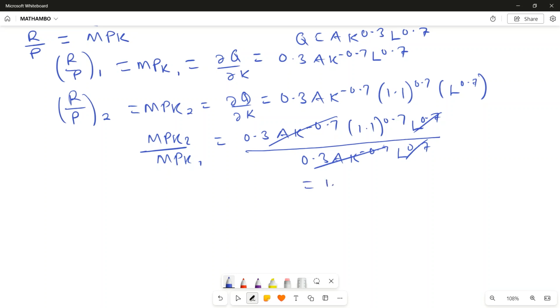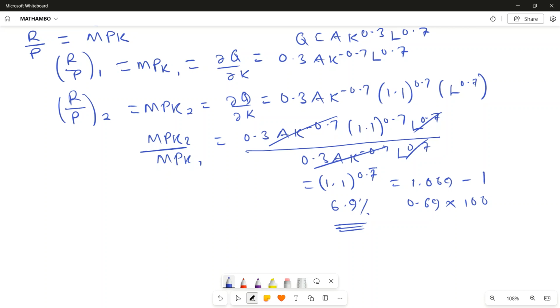We are remaining with 1.1 to the power 0.7, which will give us 6.9%. Remember, the logic is just as we've done previously. You convert it. When you punch 1.1 to the power 0.7 on the calculator, you're going to get 1.069. Then you remove a 1, you're going to get 0.069. Now multiply this by 100, which will give you the 6.9%.